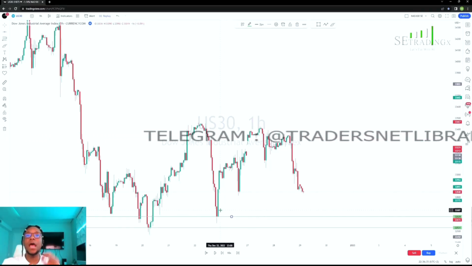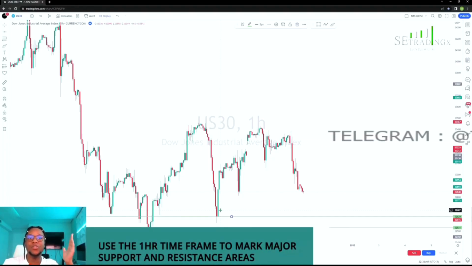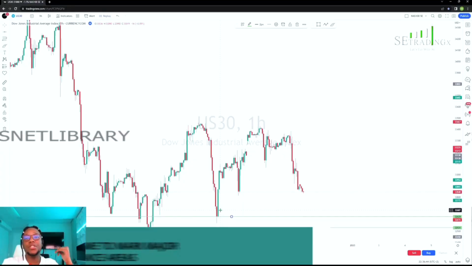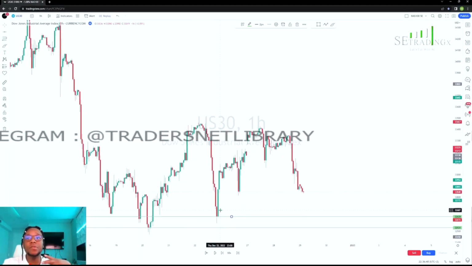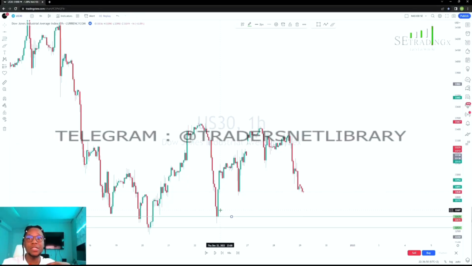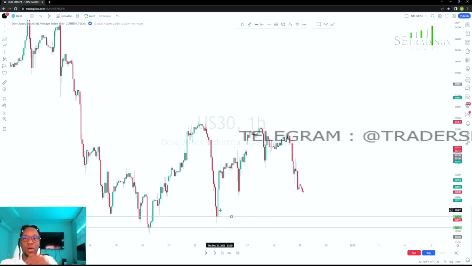Another thing to note, I mark up all my charts on the H1 first. I always mark up my charts on the H1 first. It's just how I've always been. Then of course on entries and whatnot, I will drop to lower time frames and maybe mark up there too for better entries. But to identify major support and resistance, I always do it on the H1.